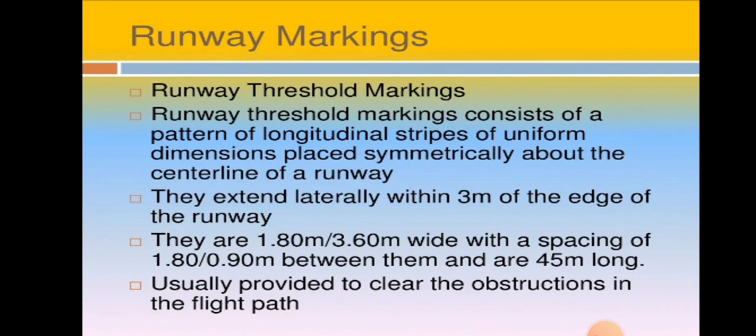Runway threshold marking consists of patterns of longitudinal stripes of uniform dimension placed symmetrically above the center line of a runway. They extend laterally to within 3 meter of the edge of the runway. They are 1 meter by 3.6 meter wide with a spacing of 1.8 by 0.9 meter between them and are 45 meter long. It is usually provided to clear the obstructions in the flight path.